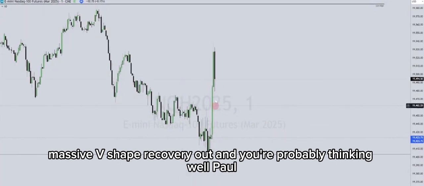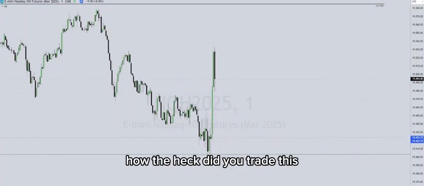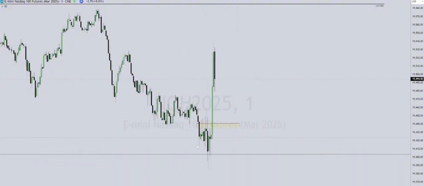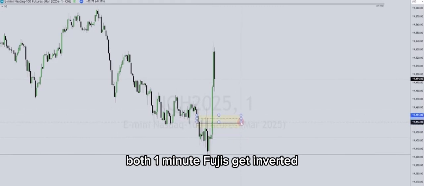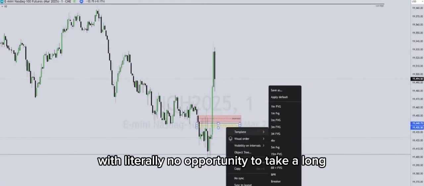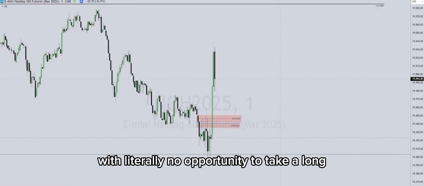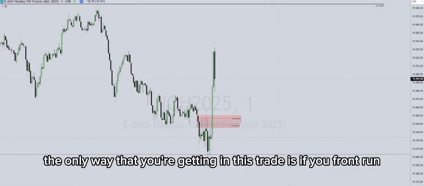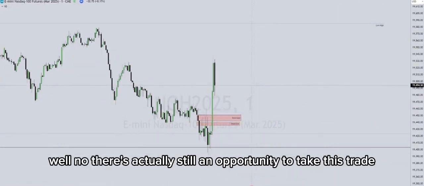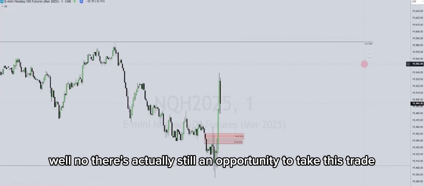And you're probably thinking, well, Paul, how the heck did you trade this? Because the inverted fair value gap is long gone. Which is 100% accurate. Both 1 minute FEGs get inverted with literally no opportunity to take a long. Okay? The only way that you're getting in this trade is if you front run the gap. That's it, right? Well, no, there's actually still an opportunity to take this trade.